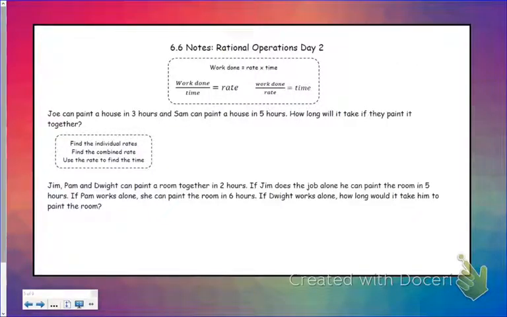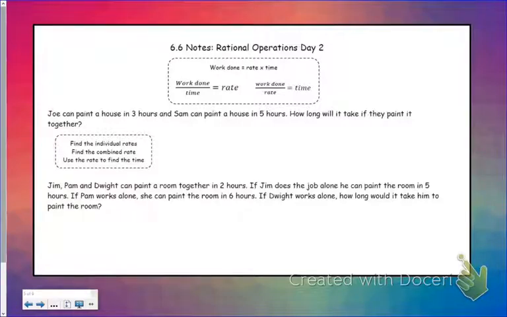Now we started these actually earlier, but today we're going to look at a couple more complicated ones. But I'm going to go ahead and review how to do these first word problems. So these are just some basic rate questions. This tells us that Joe can paint a house in 3 hours and Sam can paint a house in 5 hours. We want to know how long it will take if they paint it together. So we can use any of these formulas and we just need to follow these steps.